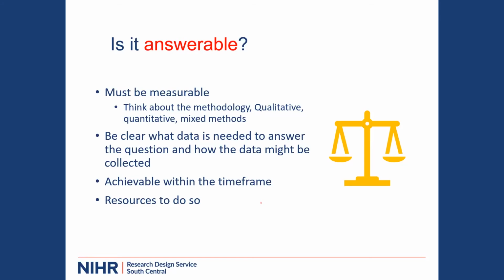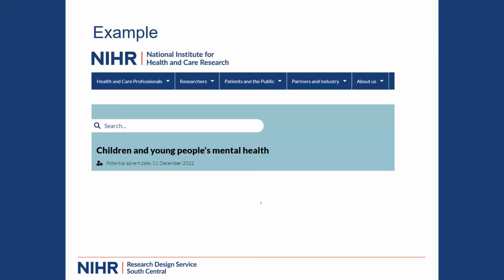So I thought it might be helpful just to have a look at some of these. So an example of the process that you might go through when you're developing your idea. So this is just an example. On the NIHR website at the moment, there's going to be a call coming out for children and young people's mental health. That call hasn't come out yet, so we don't know what that's going to look like. But knowing things and topic areas that are going to be important, it's a good idea, initial idea. It might be an area that you're working in.